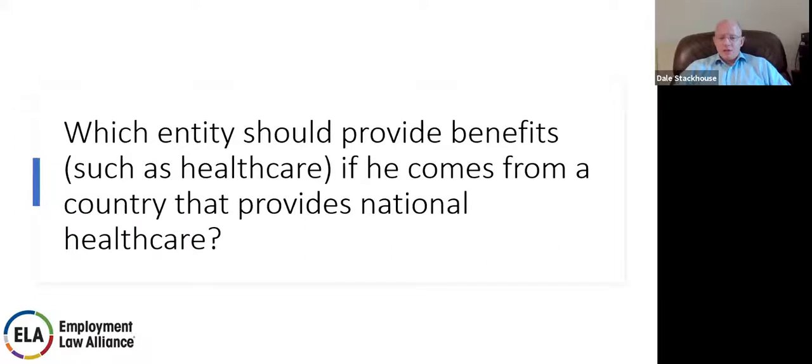Let me address this one to Nicole. Nicole, if I send a US employee to the UK, where they have national health care, does that US person have to worry about how they're going to get their health care? Are they going to walk into a government clinic in the UK with their US Blue Cross Blue Shield card and say, here, treat my broken arm?